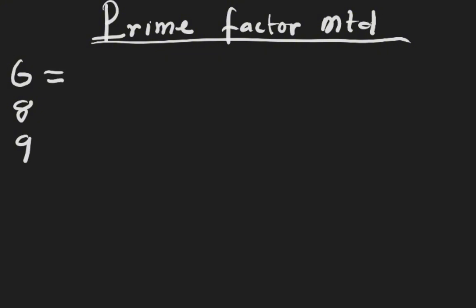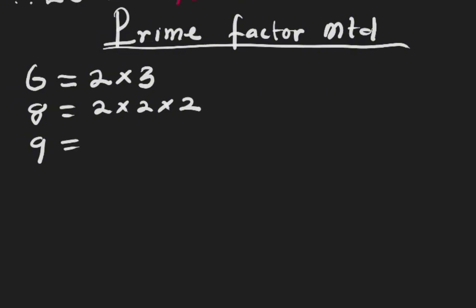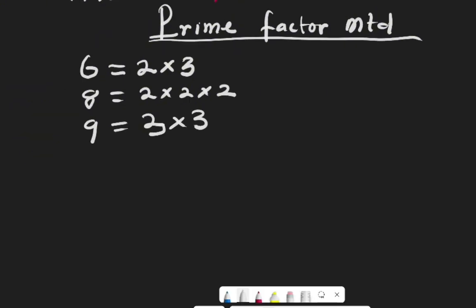What are the prime numbers that can times to give you 6? We have 2 times 3. 8 is 2 times 2 times 2. Then 9 is 3 times 3.